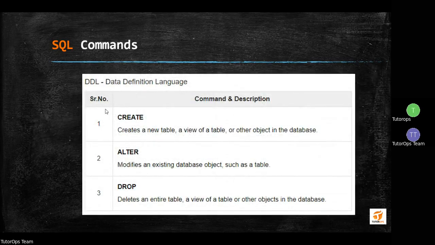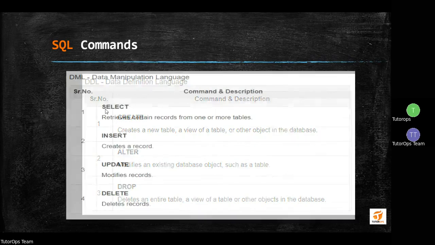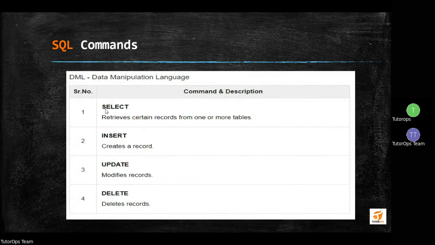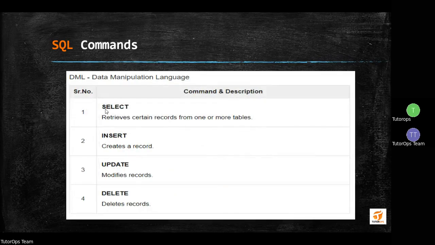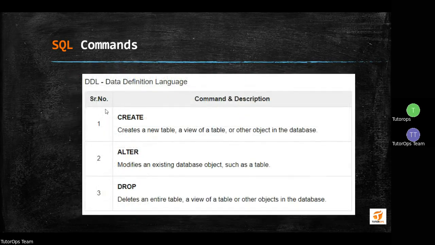Let me show you all the commands one by one. SQL commands are based on three parts: DDL, DML, and DCL. DDL is data definition language, DML is data manipulation language, and the third one is DCL, data control language. So what do we mean by data definition language?